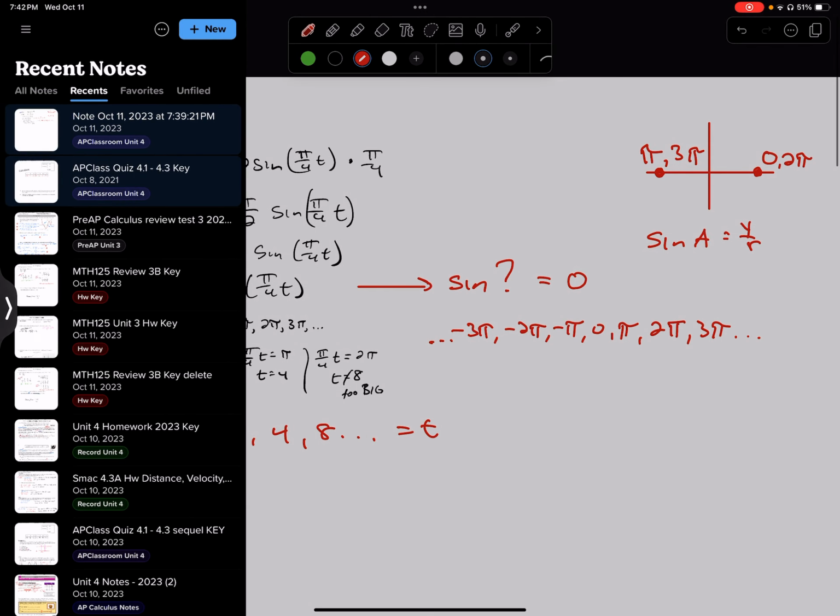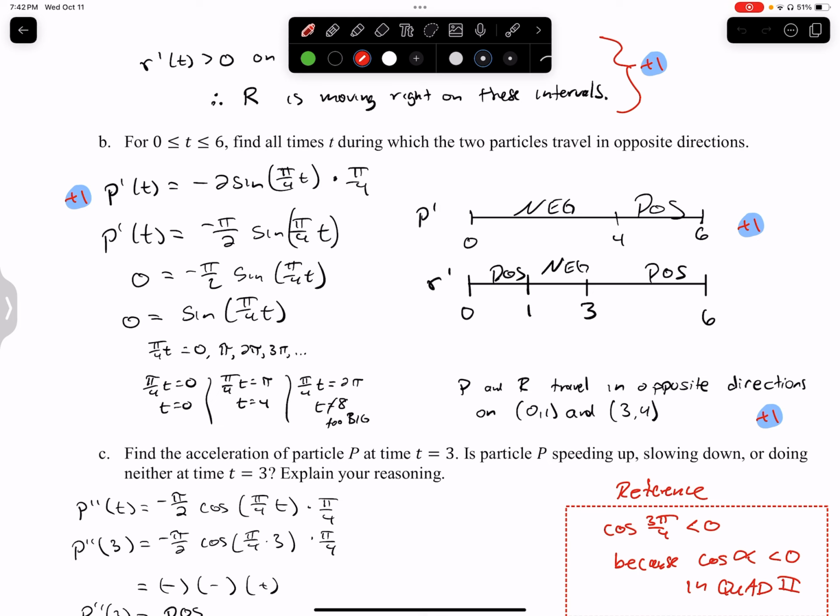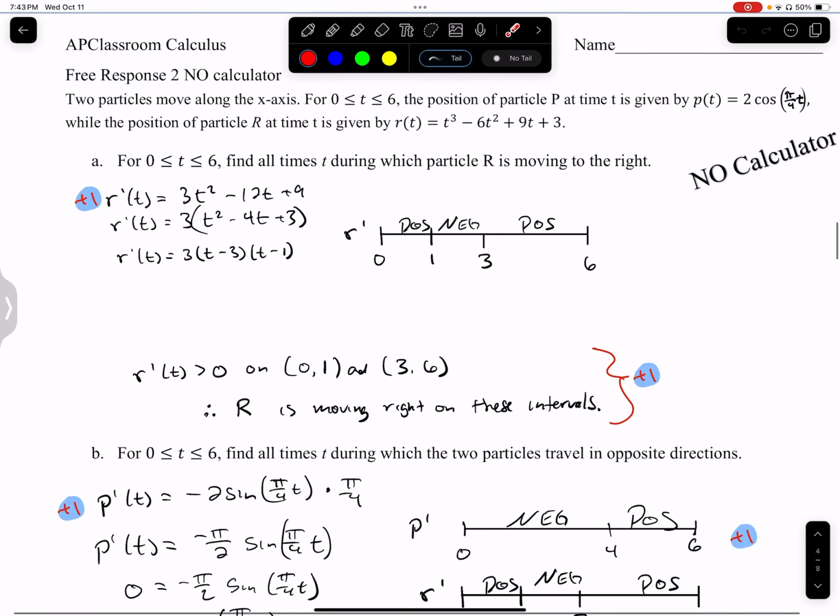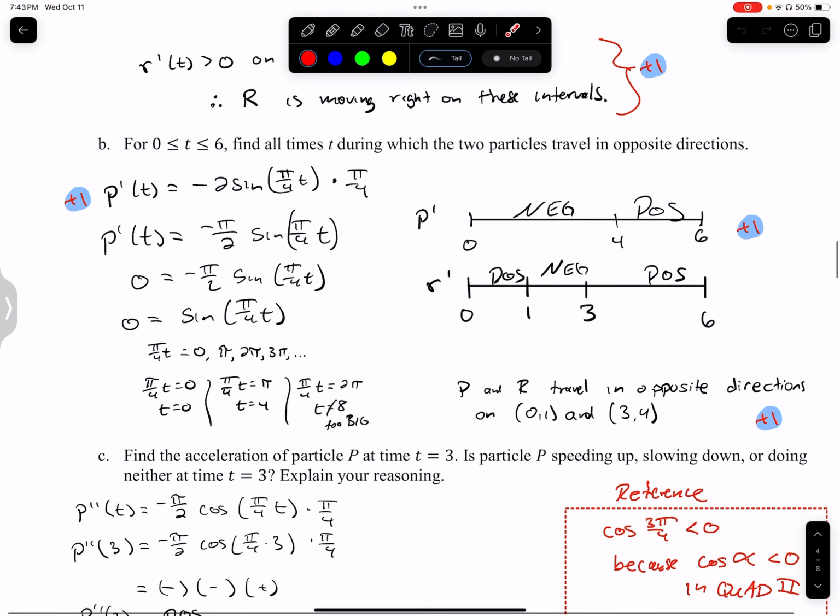The problem says that we want t values between 0 and 6, inclusive. So the only answers that we get from this that are in that interval are 0 and 4. Long story longer, since p is the position, p prime is the velocity. I think that's what this problem is talking about. It is. So that means that the velocity is equal to 0 at time 0 and at time 4, which is why I have it marked here and here.